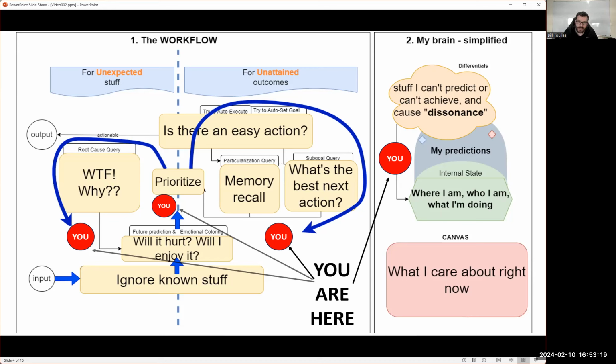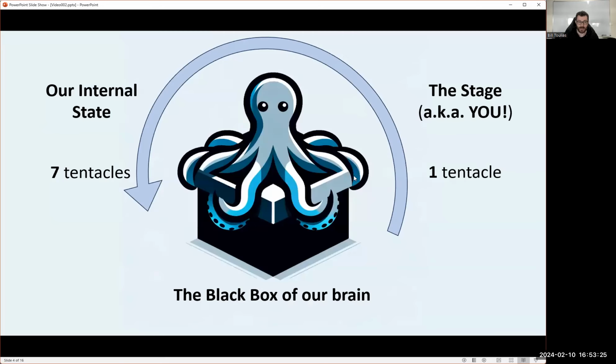Now, because this diagram is still a bit hard to grasp, I'm going to give you an even simpler mental model. Think of your brain like an octopus sitting on top of a big black box, holding a thingy in each of its tentacles. Let's say that 7 of those tentacles are the internal state, because we remember 7 plus or minus two things at any point in time.